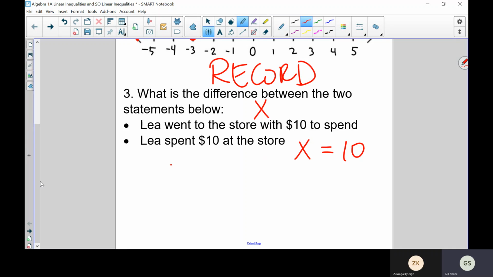So we just said in words that the amount of money she spends, which is X, is less than, or what? Or equal to 10. She could spend 10 again. No, but equal to less than 10. That's the difference in those statements. In one of them X equals 10, and in one of them X has to be less than or equal to 10. So one's an inequality, one's an equation.